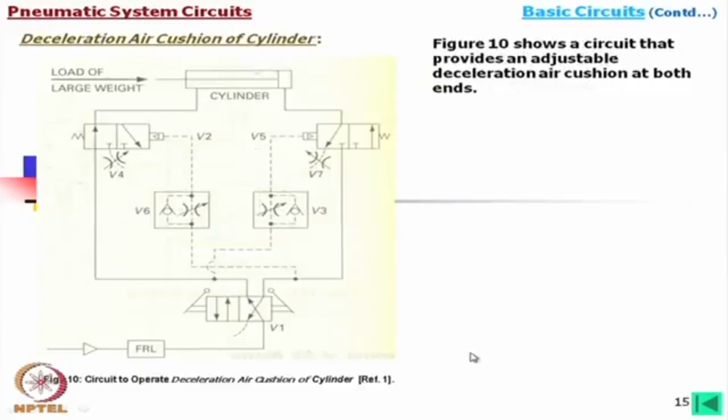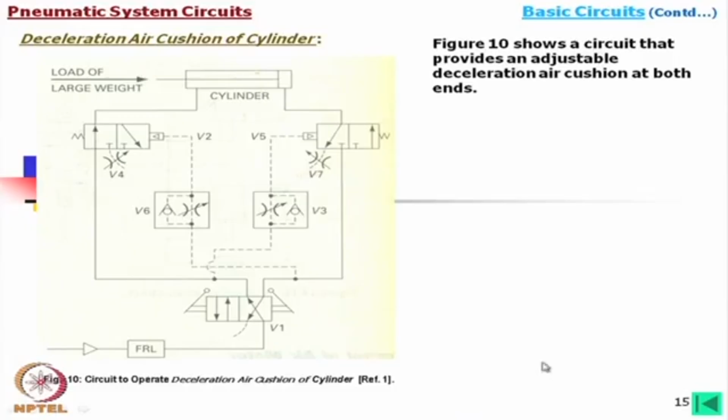Sorry, there was an additional flow control valve which was being used to control the flow rate. That means you can control the speed of the motor by controlling the flow rate. Now, this shows a circuit that provides an adjustable deceleration air cushion at both ends.